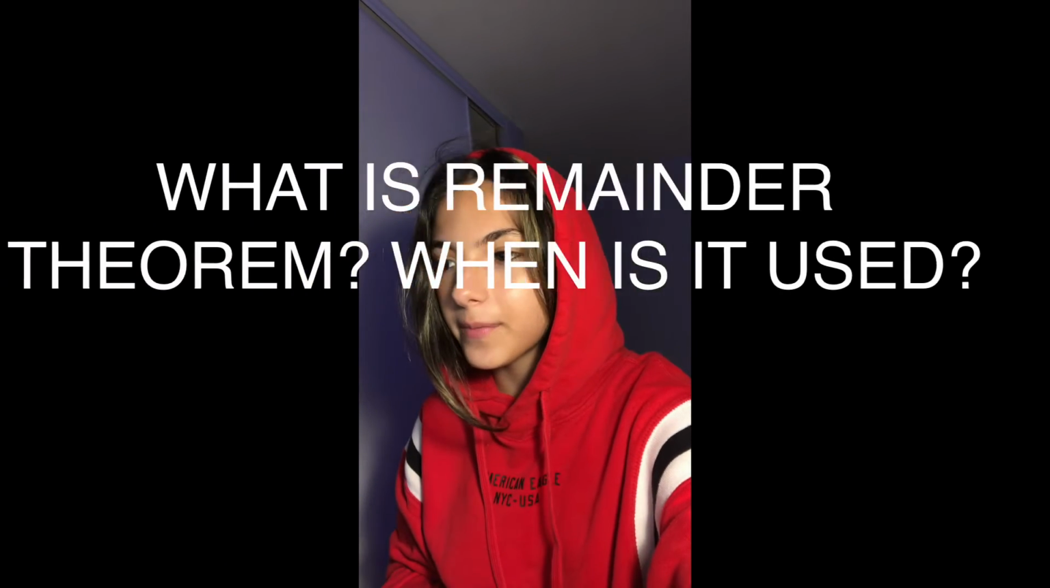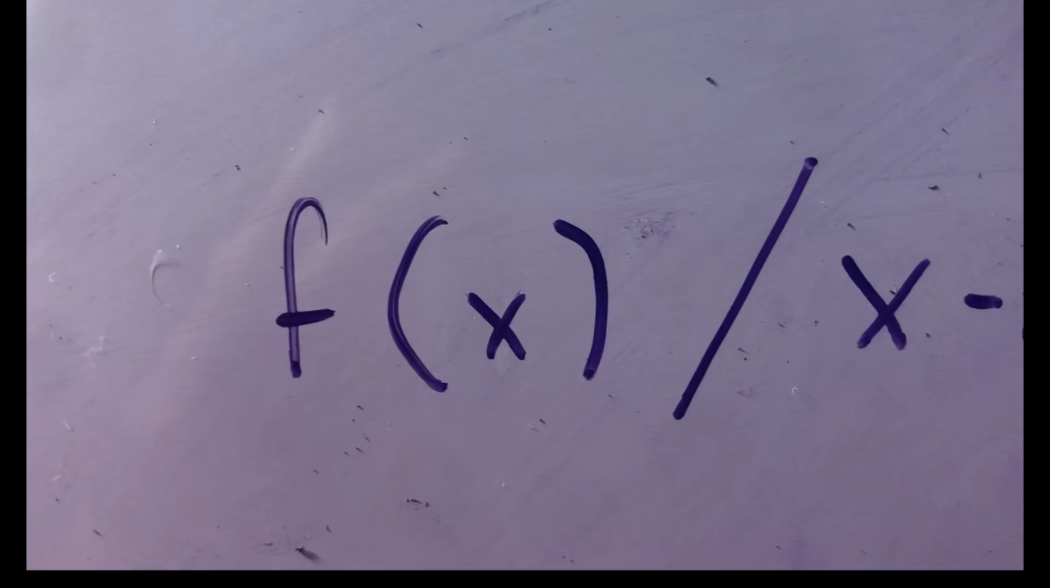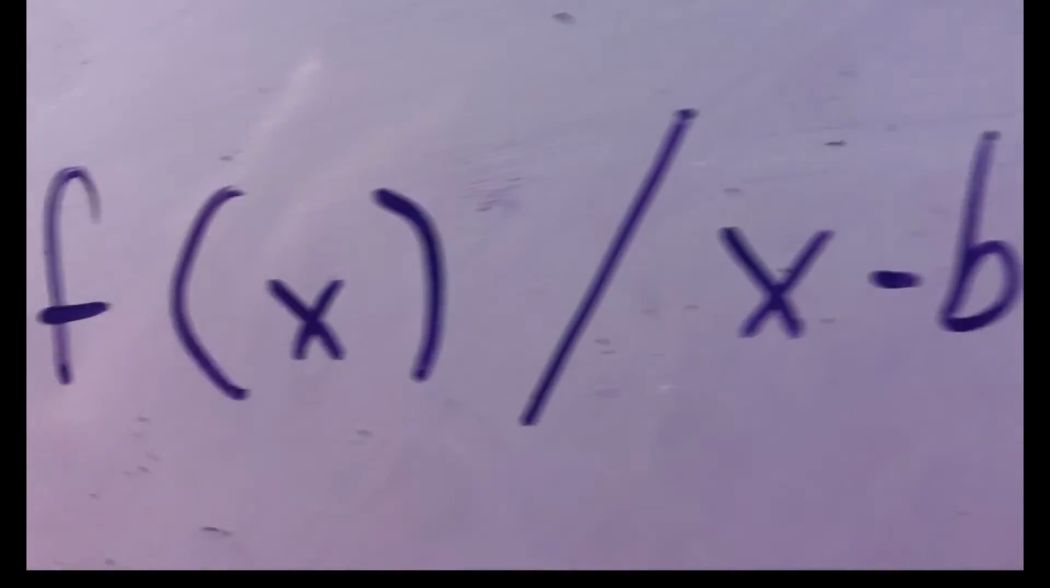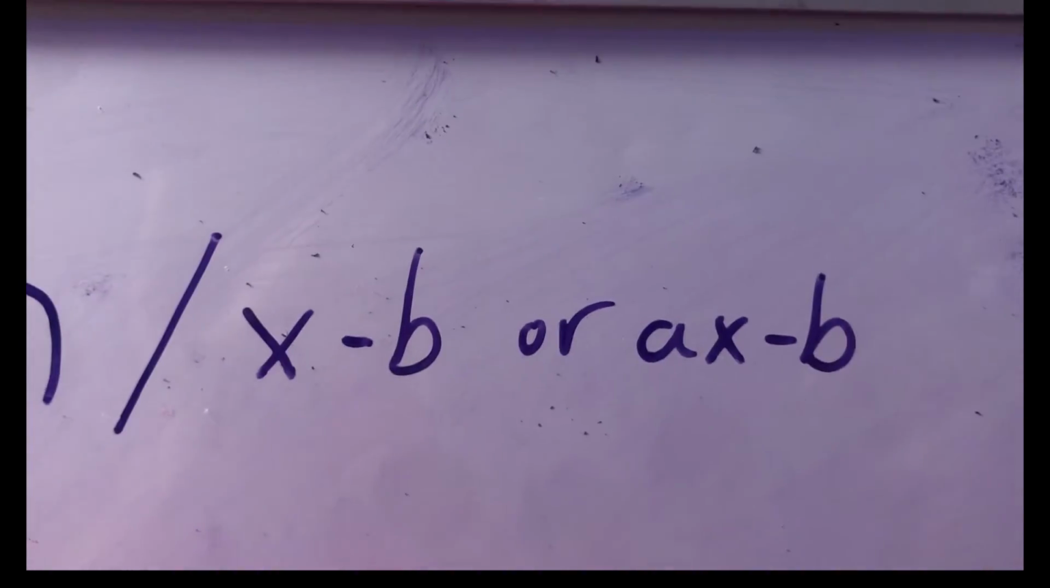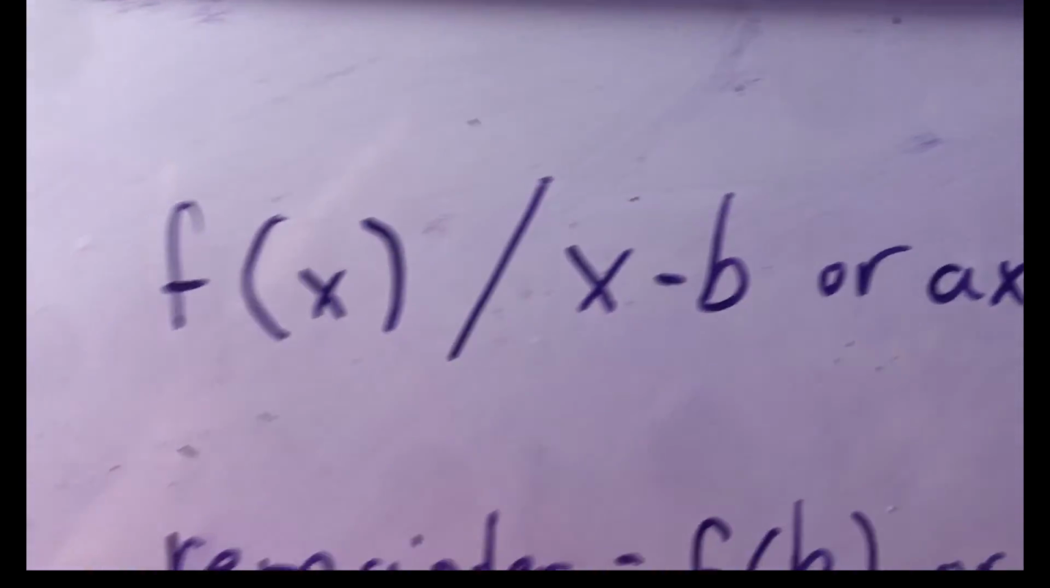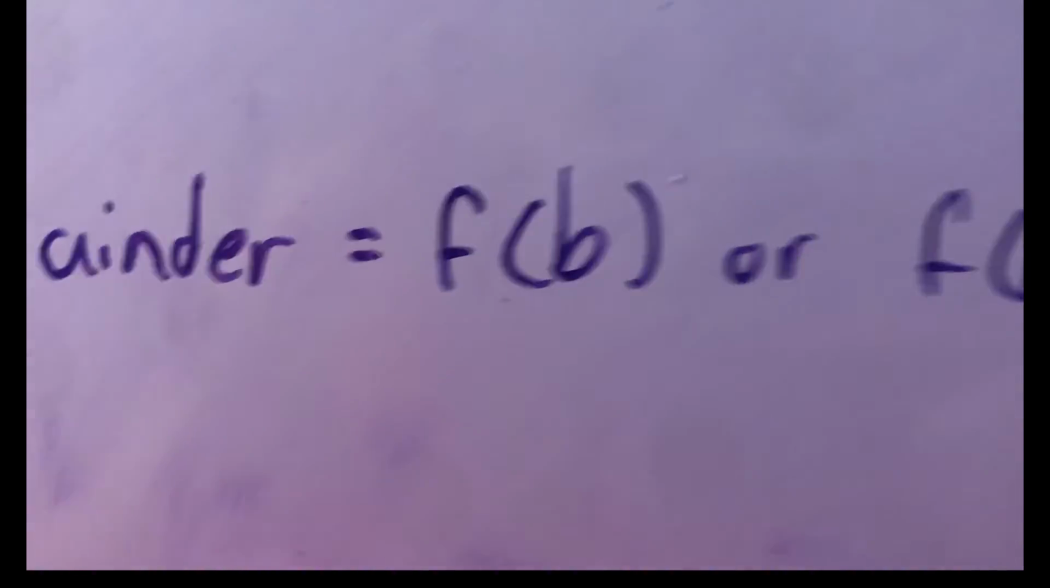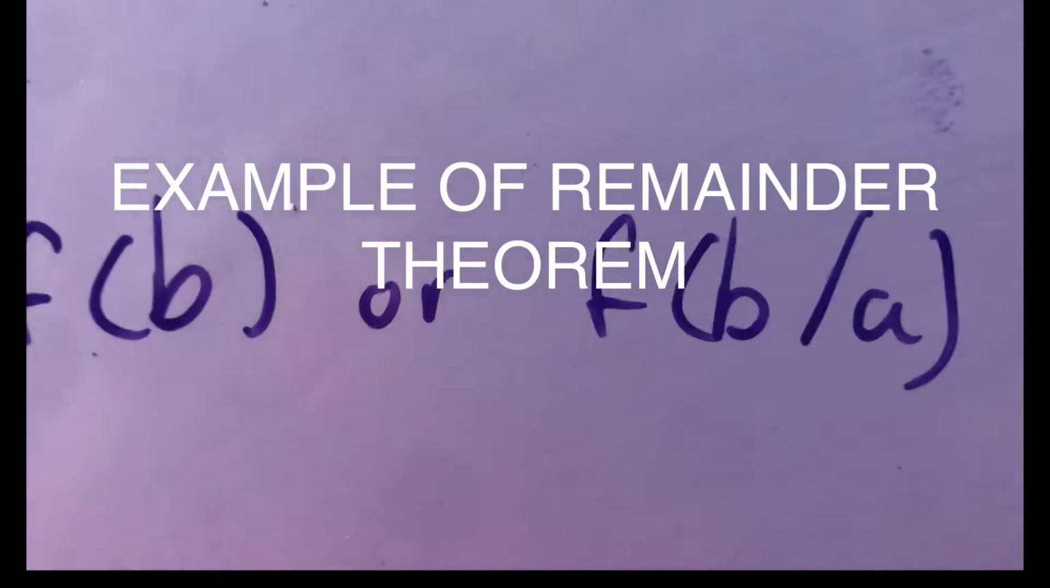So, what is the remainder theorem? The purpose of the remainder theorem is to allow you to determine the remainder of a function when divided by a polynomial in the form x minus b or ax minus b without having to go through the steps of long or synthetic division. The remainder theorem states that if you start with a polynomial f(x) and you divide it by a linear factor such as x minus b or ax minus b, then the remainder will always be equal to f(b) or f(b over a), respectively.